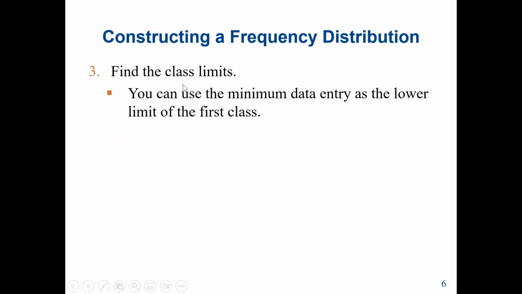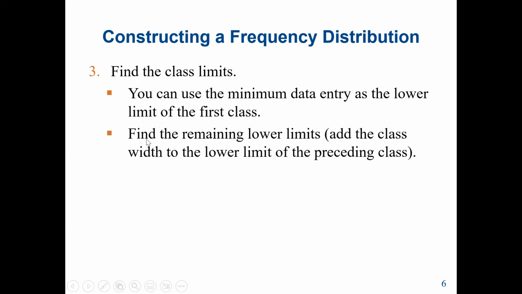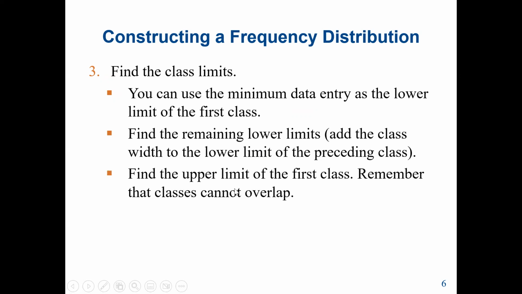Then step 3, we need to find the class limit. So you can use the minimum data entry as the lower limit of the first class. Then also we find the remaining lower limits. And as we said earlier, the class width always must be the same. So we find the remaining lower limits. We add the class width to the lower limit of the preceding class. Then we find the upper limit of the first class. And here they say we should remember that the classes cannot overlap.